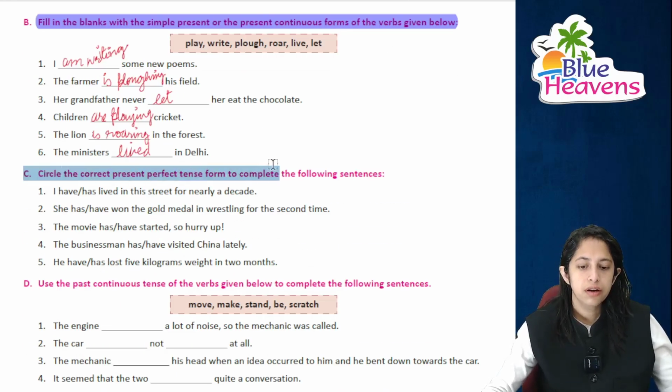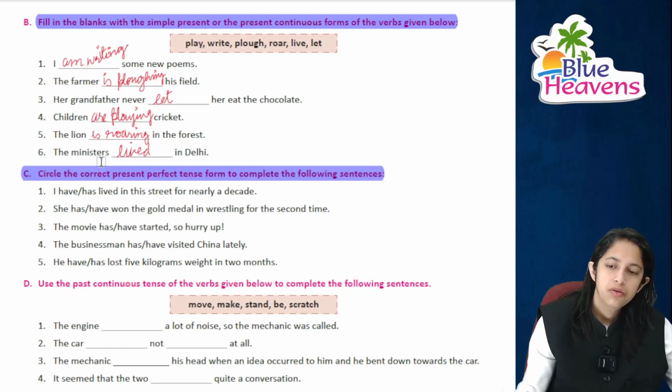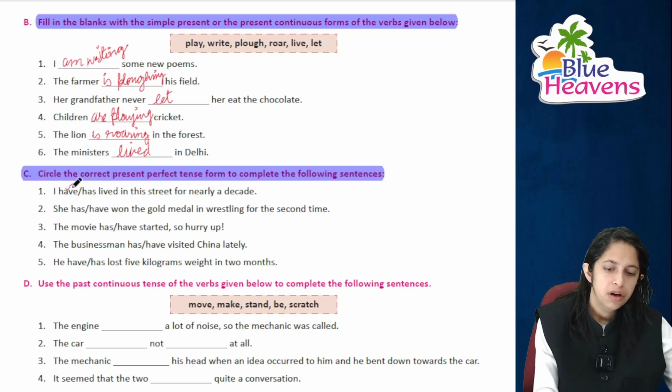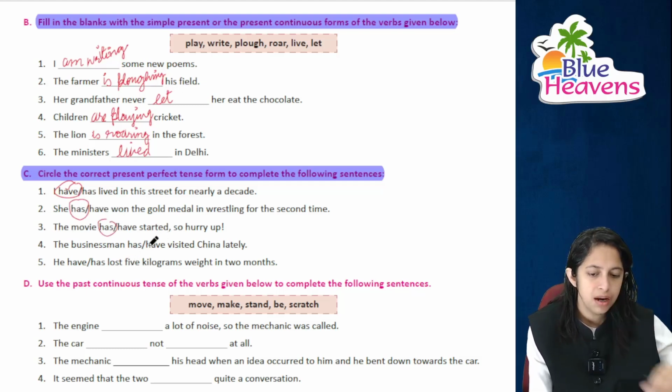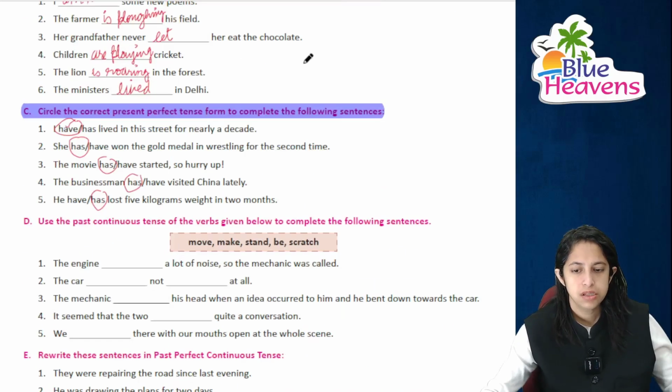You have to circle the correct present perfect tense to make the complete sentence. जैसे कि I have, तो यहाँ पे आएगा I have. I के साथ क्या आएगा? Have. I have lived. You have to circle it, right? She has won, right? This movie has started. Please hurry up. Jaldi kariye. The businessman has visited China lately. He has lost 5 kilos of weight in the 2 months, right?